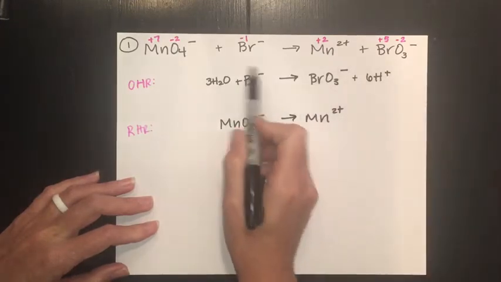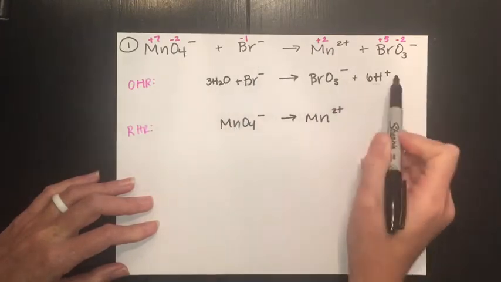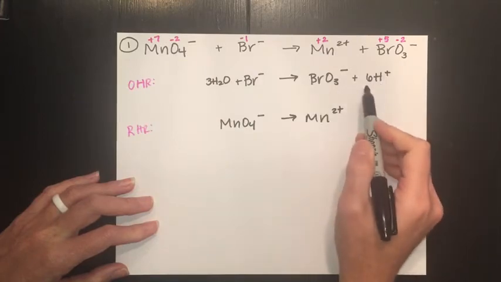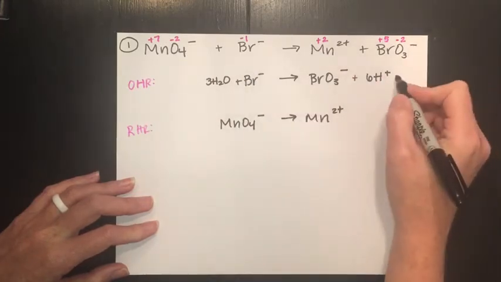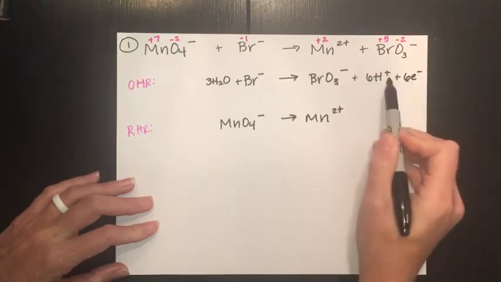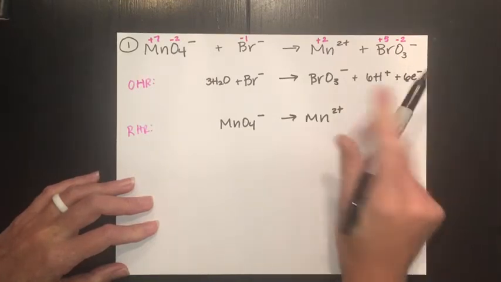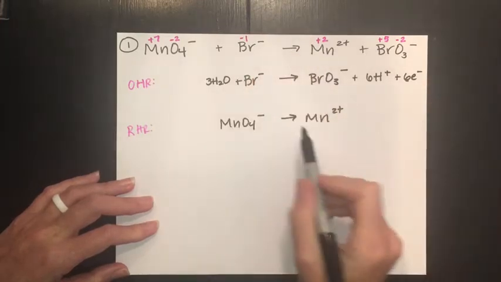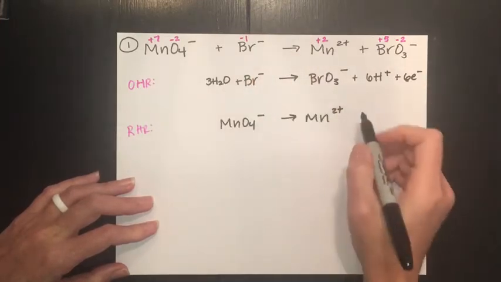so now I have to balance the charge. Total charge over here is -1, and the total charge over here is a +5, but we need it to be -1. So we have to add 6 electrons. And now those two cancel each other out. 6 pluses and 6 minuses, so that's 0. So it's -1 and -1. So that one's balanced.